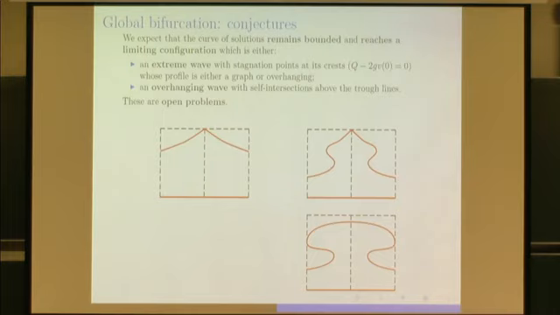So the limiting configuration will be either this, or maybe this one, which remains smooth but touches itself on this line above the lowest point. Yes, if you extend by symmetry, it will touch. And all of these three possibilities, it seems that they are possible. So this is what the numerics suggest, but they remain open problems.